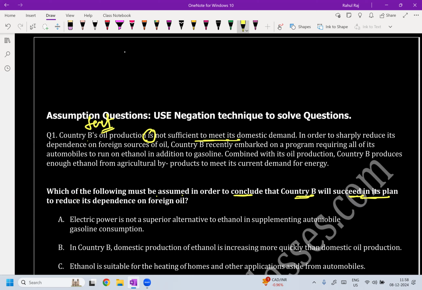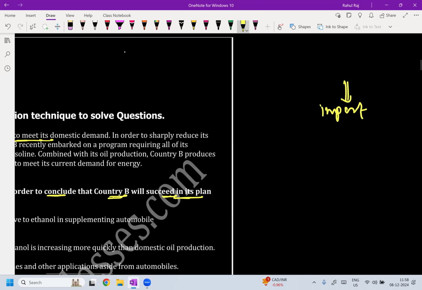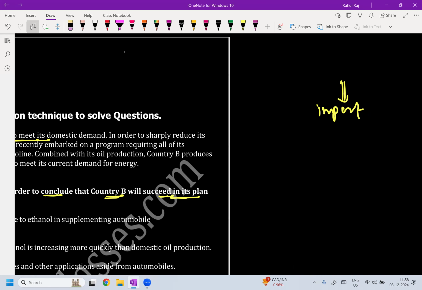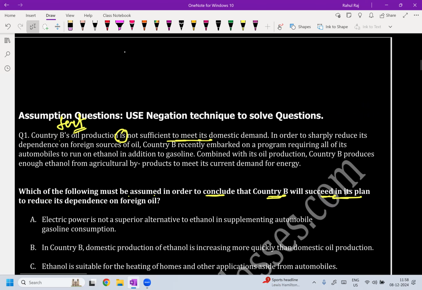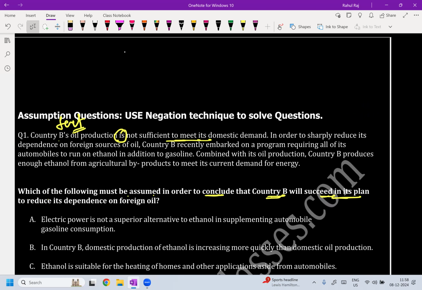It means demand is getting high for sure. But what is the final result? That they will have to import the oil. If they don't import the oil, the entire country will crash. Agreed? So they say country B's oil production is not sufficient to meet its current demand. 100% a fact. And what I can infer from here is that they will have to import the oil.